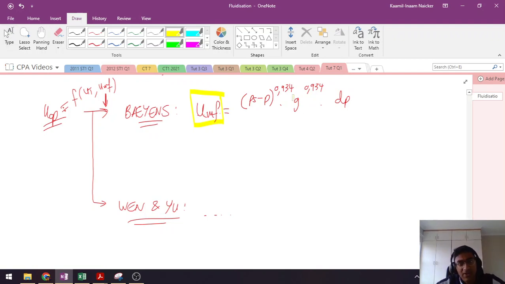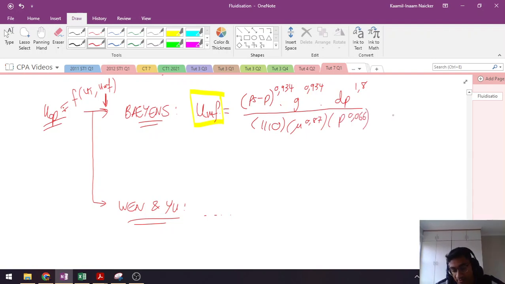So let's continue. dp to the power of 1.8, and this entire thing is divided by 1110 times mu to the power of 0.87 times density to the power of 0.066. Okay, and this only applies if your dp is less than 100 microns, which it is, and you can go back and double check that.